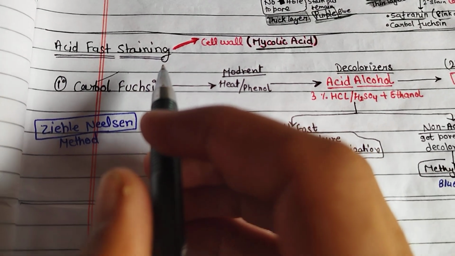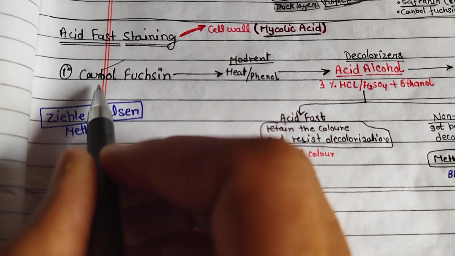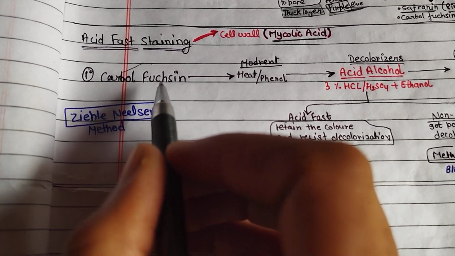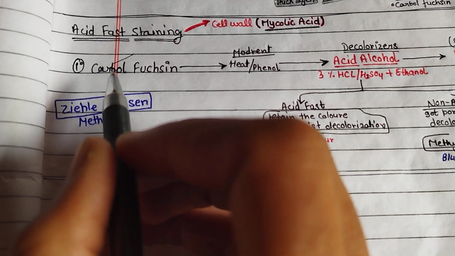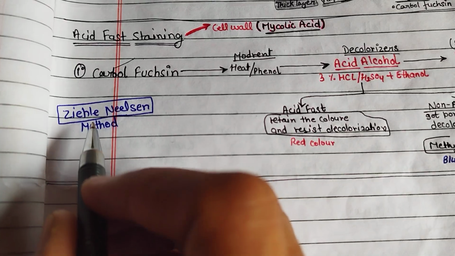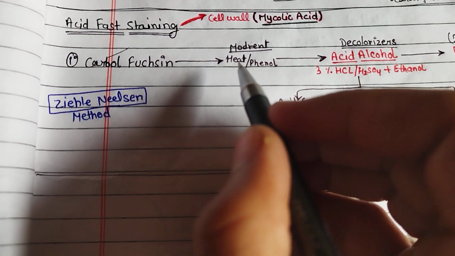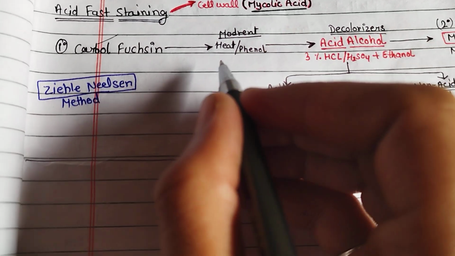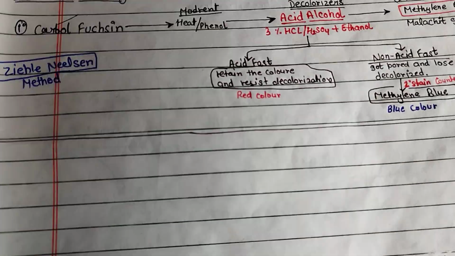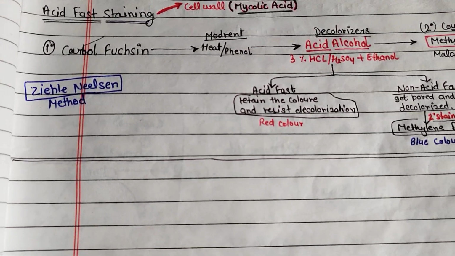Now let's see. The primary dye we use here is carbol fuchsin. Carbol fuchsin is the primary dye, which is red in color, right? This acid fast staining is also known as the Ziehl-Neelsen method, named after the scientists. Okay. Now we use here a mordant, heat or phenol, right, to entrap or to fix that color, right, to fix the color of the dye in that bacteria.